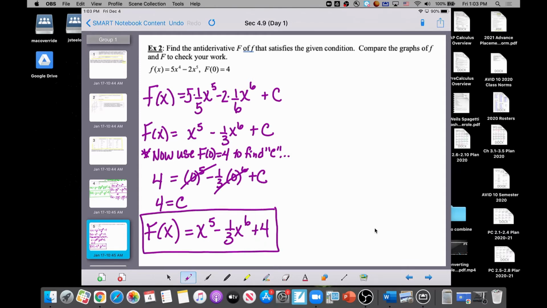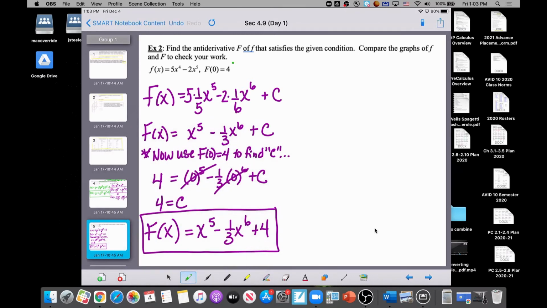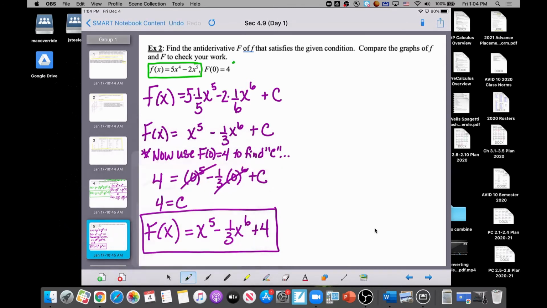Okay, so here's our capital F of x, and back at the beginning of the problem we were given our little f of x. Now our job is to graph both of these. We're just going to use our graphing calculator, look at the graphs, and compare what's going on to make sure that the work we did is good work and that our answers make sense.